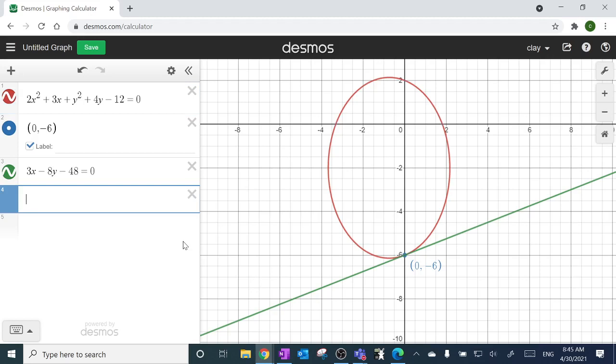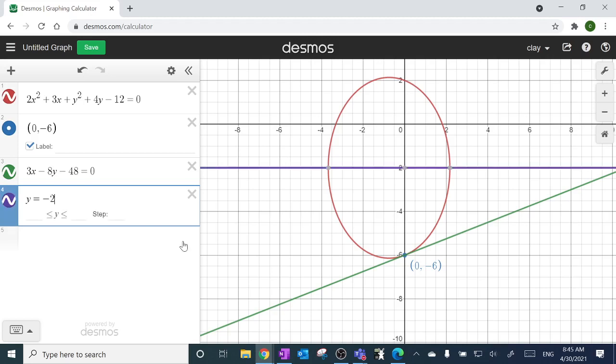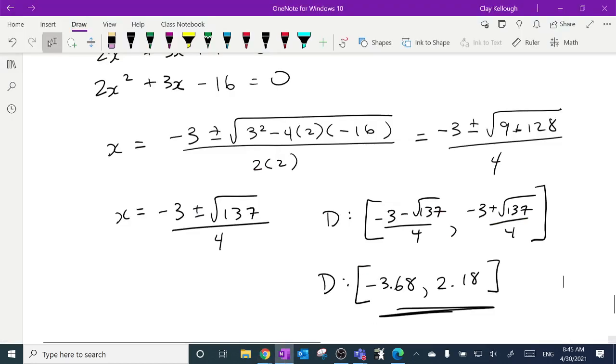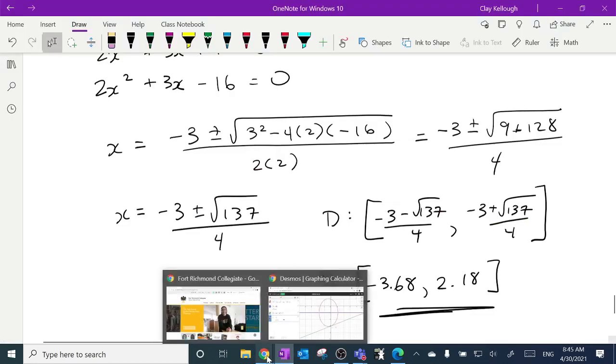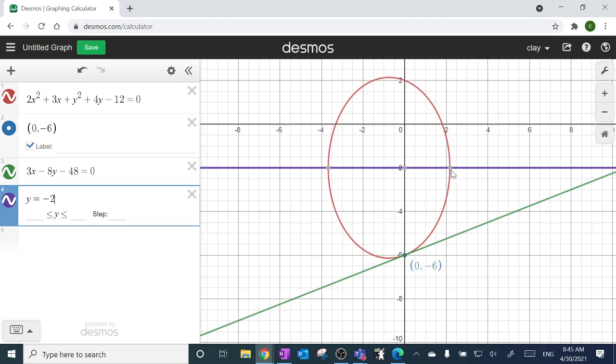So what was the y value again? Y was negative 2? Yeah. So I'm going to type in the line y equals negative 2, and then look for the intersection points. Was that one of them? That's how good my memory is. Yep, there it is, negative 3.6 whatever. And the other one was 2.176. Yep, we got them.